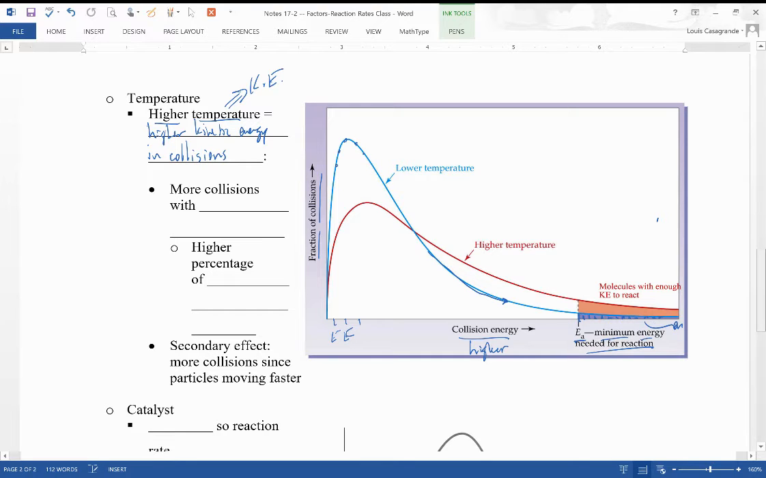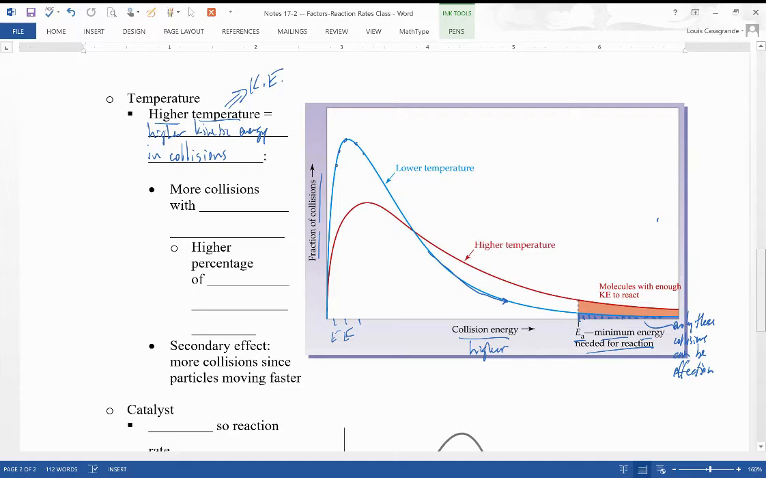So only these collisions can be effective. We still have to worry about orientation, and orientation is nothing we can actually control in this model. There is something we can do. We'll talk about that in a moment. So we have this number of collisions that could be effective, the right amount of kinetic energy.